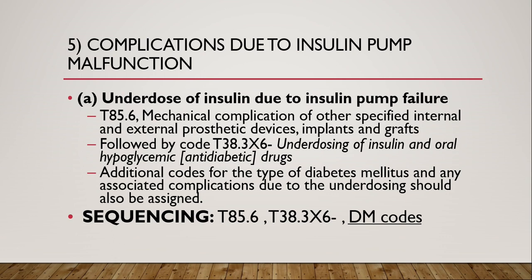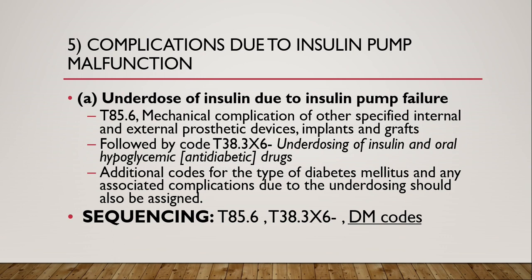Keep in mind, if it's underdosing, the first code should be T85.6, mechanical complication of other specified internal and external prosthetic devices, implants, and grafts, followed by your underdosing code, and followed by your diabetes mellitus codes. That is exactly the sequencing.